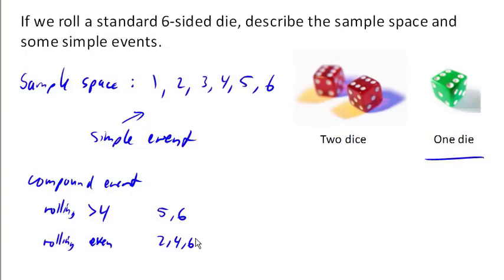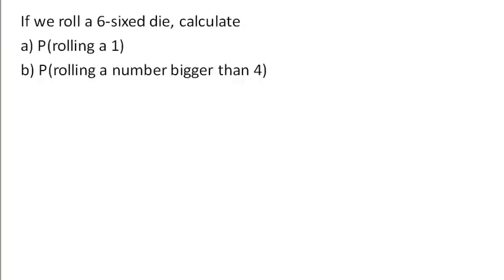Okay, so these are our sample spaces. Those are all of our simple outcomes. And now we can start talking about probability. So if we're rolling one of those six-sided dice, can we calculate, let's say, the probability of rolling a 1? This notation here, P with parentheses, is used to denote probability of. And so this is the probability of rolling a 1.